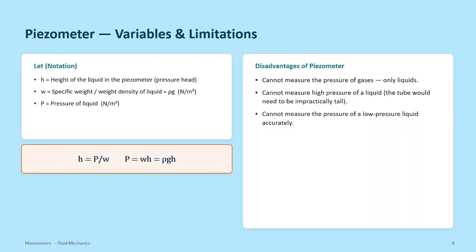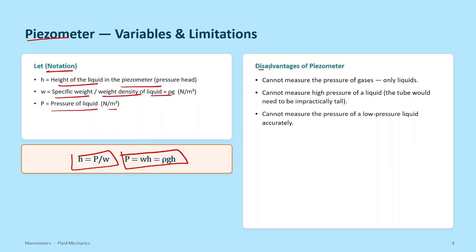Now we will know more about the piezometer. Here we have the notation: h equal to height of liquid in the piezometer, pressure head; W equal to specific weight or weight density of the liquid; P equal to pressure of the liquid; and h equal to P upon W. Then you will get P equal to rho g h.